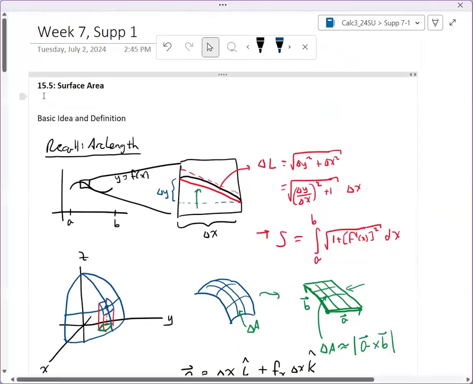Okay, so that wraps up our discussion of surface area. So tomorrow in class, we will discuss the next couple of sections, 15.7 and 15.8, triple integrals in cylindrical and spherical coordinates, and then another supplement later this week on changing variables.